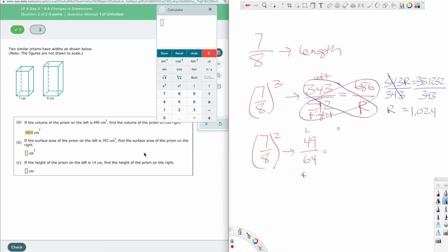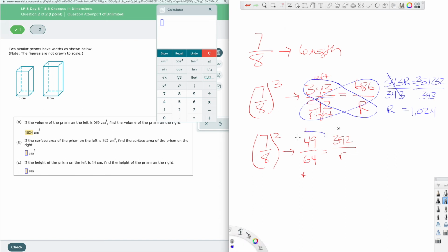So I have my left is 392 for the surface area, and I don't know my right. And it's okay if I use the same R. I can use a different one if that's kind of messing you up, if they're not going to equal the same thing. This was volume, this is going to be area. But you can use different variables there. You can use the same one, or just use it as a placeholder so that I can go through and do my cross multiplication here.